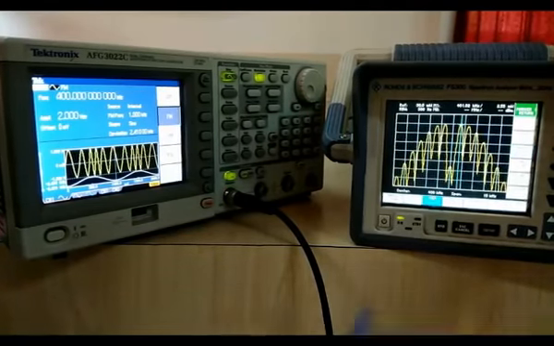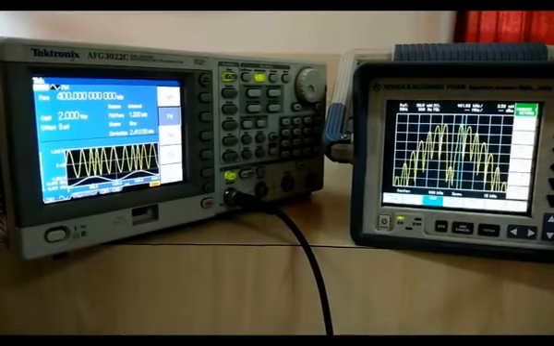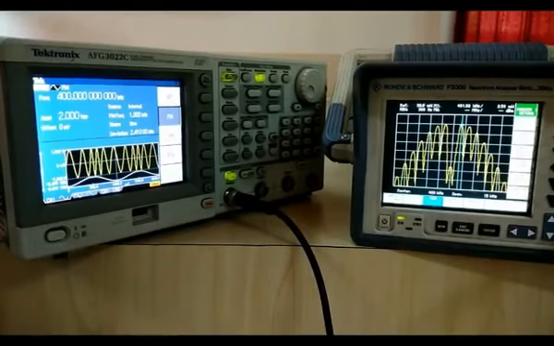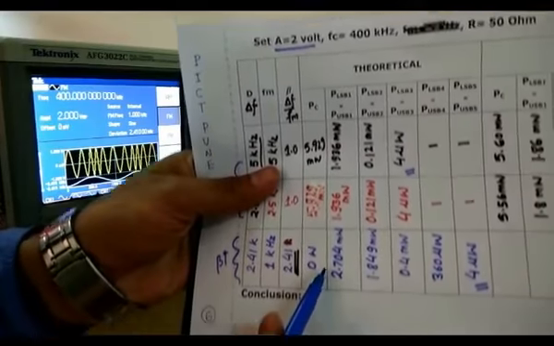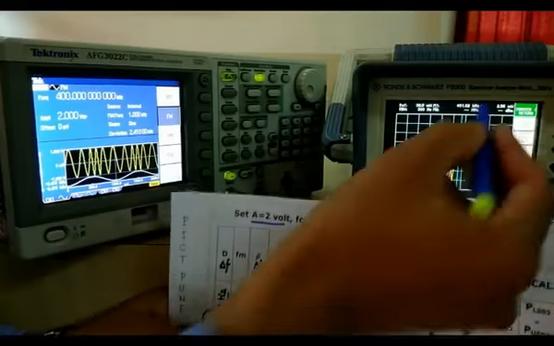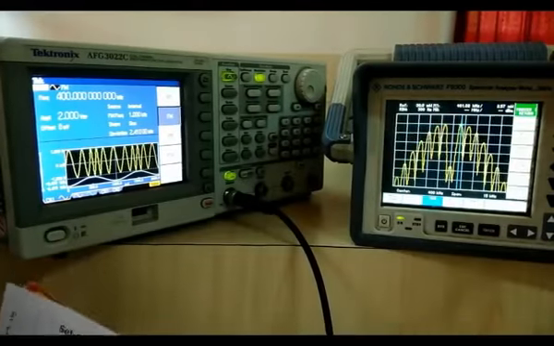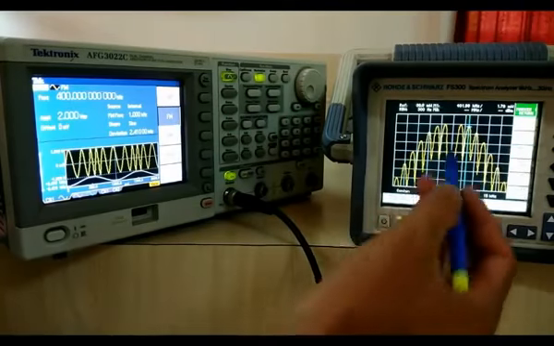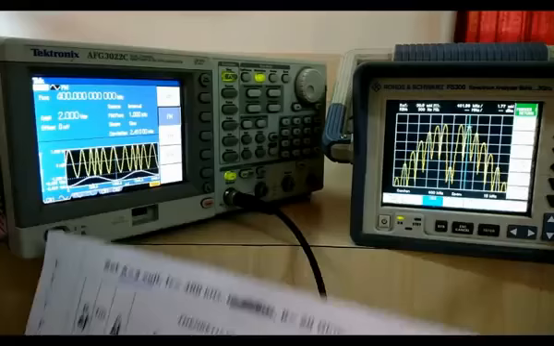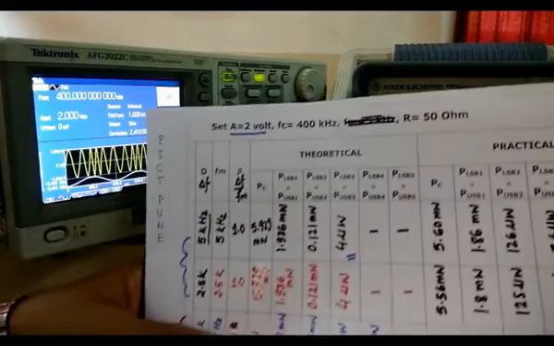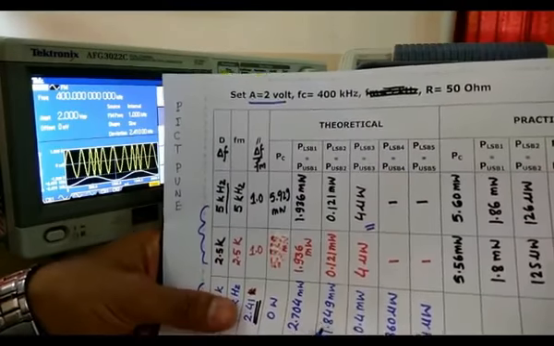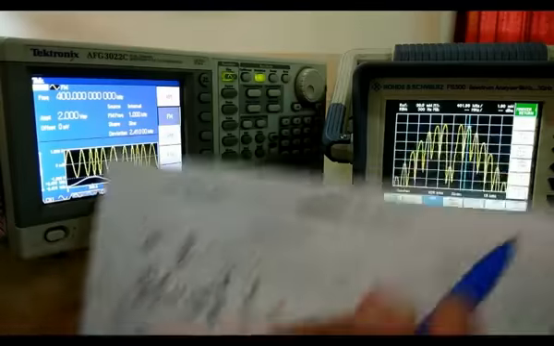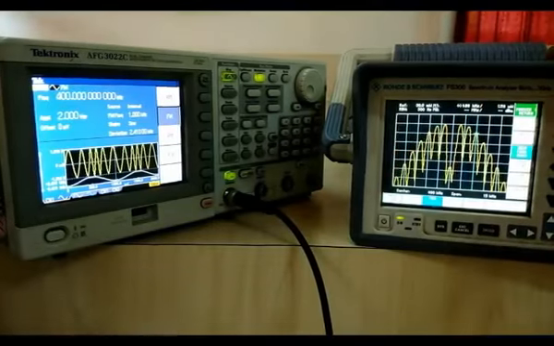So if you see the first sideband, it is approximately 2.52 milliwatt, and the theoretical calculated value is 2.704 milliwatt. If you see the second upper sideband, it is approximately 1.8 milliwatt, and in our case the value which we have calculated is 1.849 milliwatt.